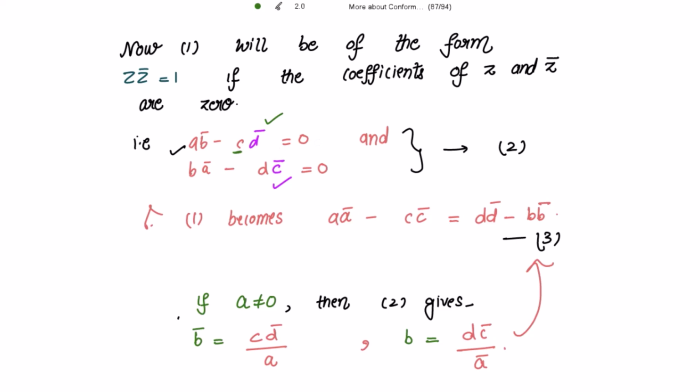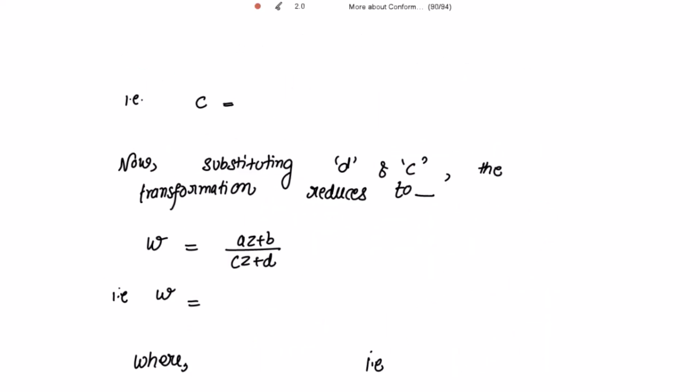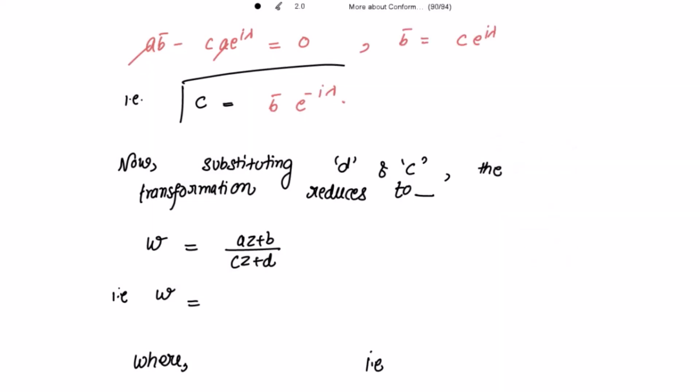I can get the value of c. Yes, okay. So substituting d bar, we get ab bar minus cd bar, instead of d bar, I'm substituting its value, that is a e to the power iota lambda, equal to 0. So this a cancelled out, and from here I can get the value of c as, this b bar is equal to c e to the power iota lambda, and from here c is equal to b bar into e to the power minus iota lambda.